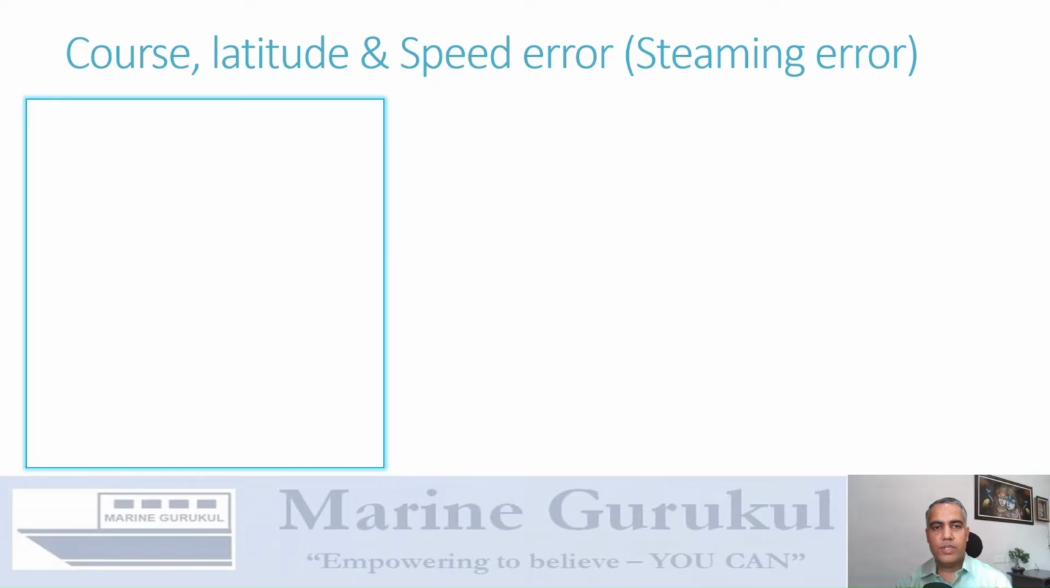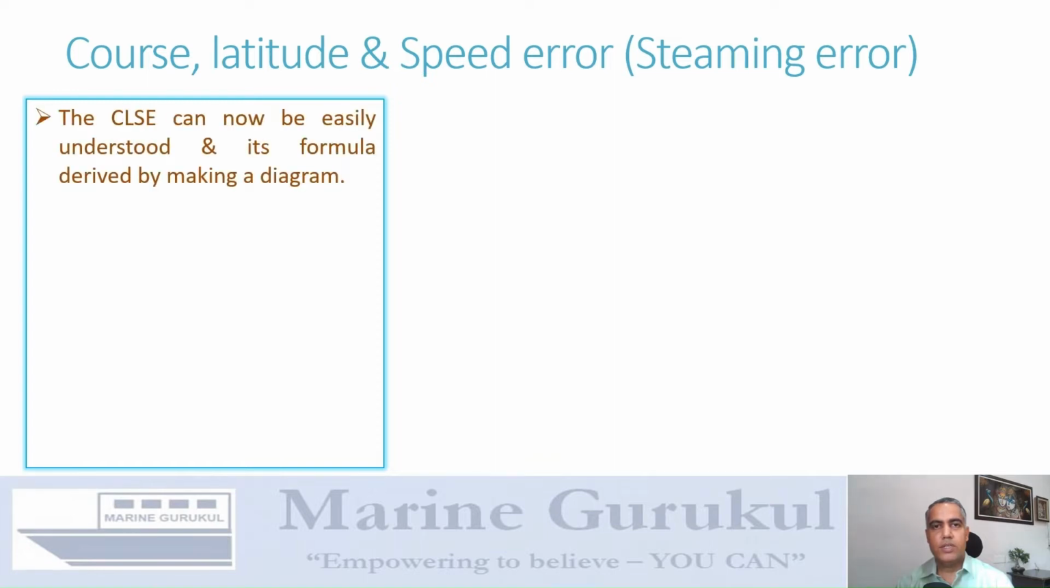Let's now try to understand this concept using a diagram. A diagram makes it very easy to understand the concept as well as the CLSE, course latitude speed error. Also, the diagram helps us to derive the formula for calculation of the CLSE or the steaming error. Let's first assume that our ship is at this particular location. You can see this point A coming up on the screen.